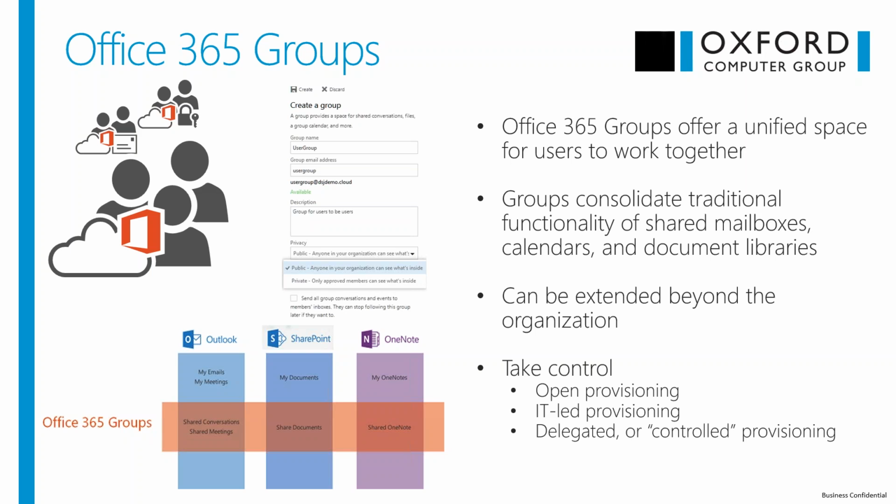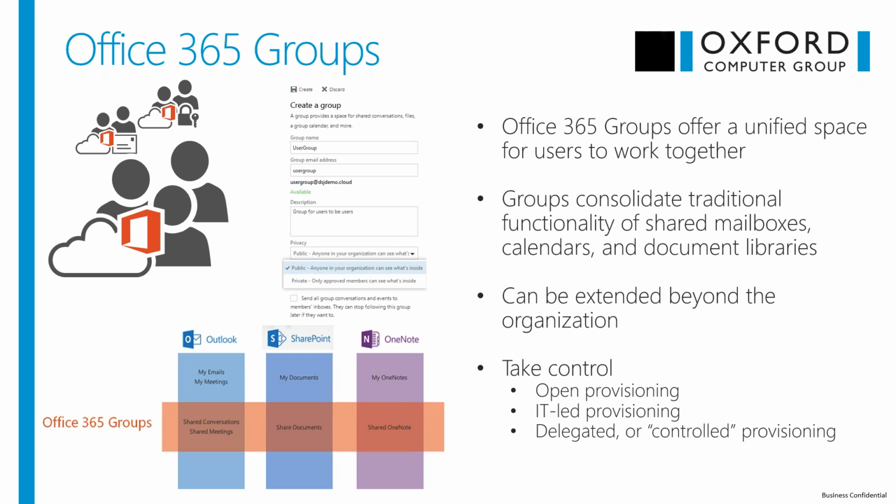Office 365 groups consolidate the functionality of traditional resources that are shared into a unified space for collaboration. So shared mailboxes, shared calendars, and document libraries, for the most part, can be replaced by Office 365 groups. Document libraries, however, are the exception. Those are always going to be around.